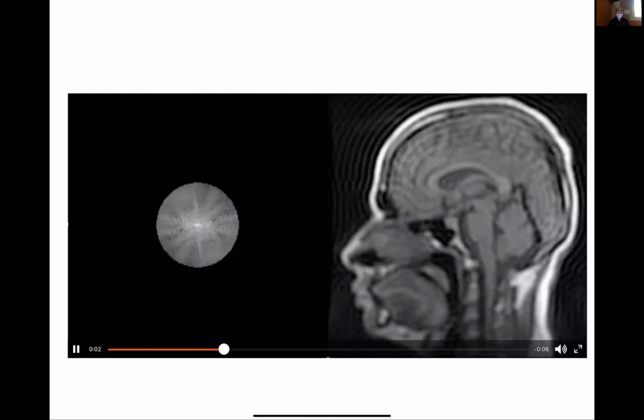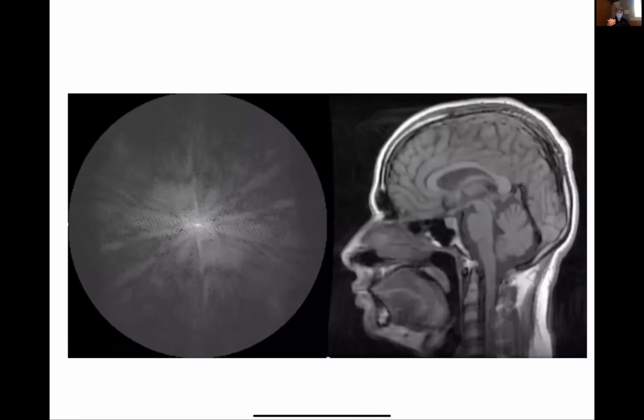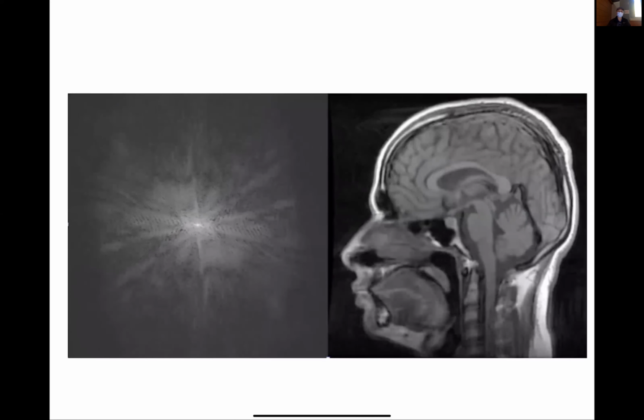Okay, so I think hopefully this movie will work. What you're going to see here is a movie where we have the Fourier transform, or K-space representation, here, and we're going to start incorporating more and more data, and then see what the image looks like as we incorporate more and more data. Okay. So you can see we've got most of the image there, and now everything else is just adding finer and finer detail. Yeah, question.